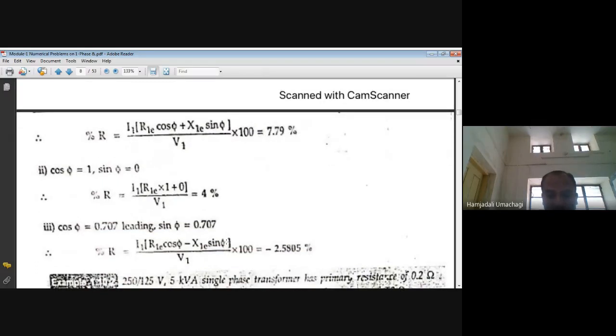And how to get the value of sin phi? Sin phi means the sine of cos inverse of 0.707. So once again this will be the same answer, that is 0.707. Into 100, if you do, then regulation will be negative because it is leading power factor. So always for leading power factor, regulation will be negative. This is the conclusion, right?